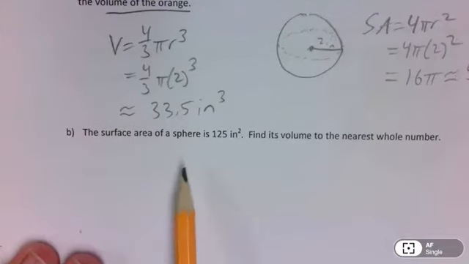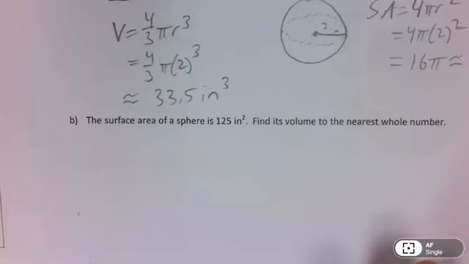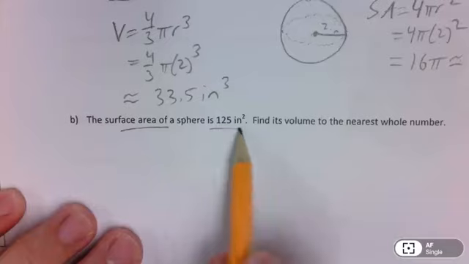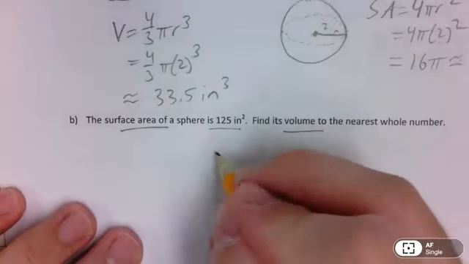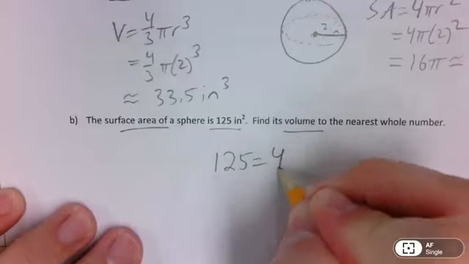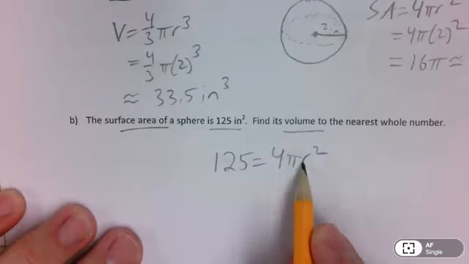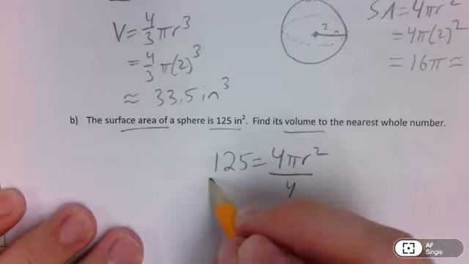Then, of course, you always have those problems where you have to work a little bit backwards sometimes. Here they're giving you the surface area and asking you to find the volume. If I know the surface area, I can set the surface area formula, 4 pi r squared, equal to that, solve for the radius, and once I know the radius, I can put it in to find the volume. So I'm going to divide both sides by 4.